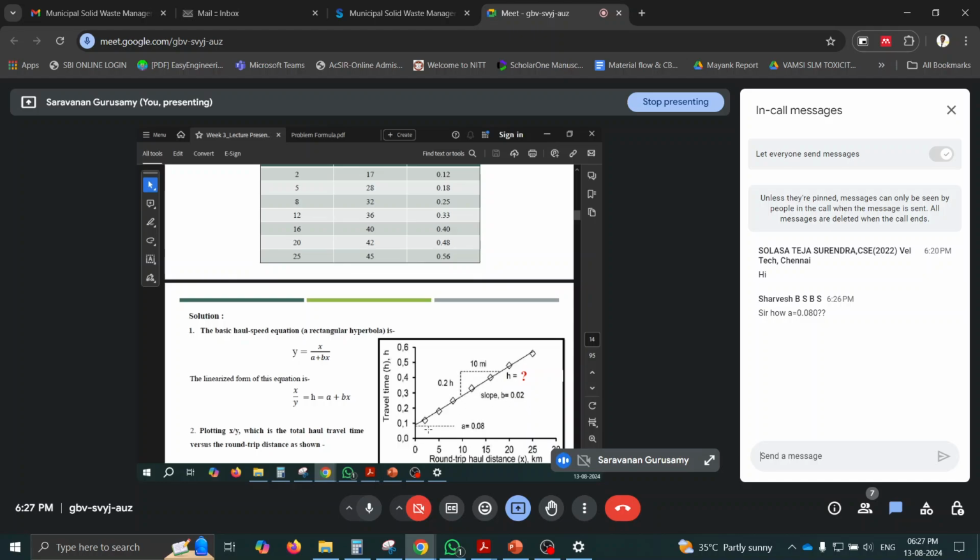And then the slope of this line, I think you know how to find the slope. Any 2 points you can take, and dy by dx will be your slope. So slope will be 0.02.